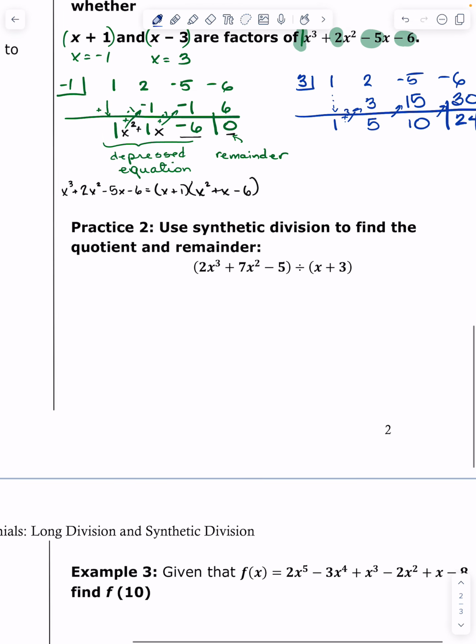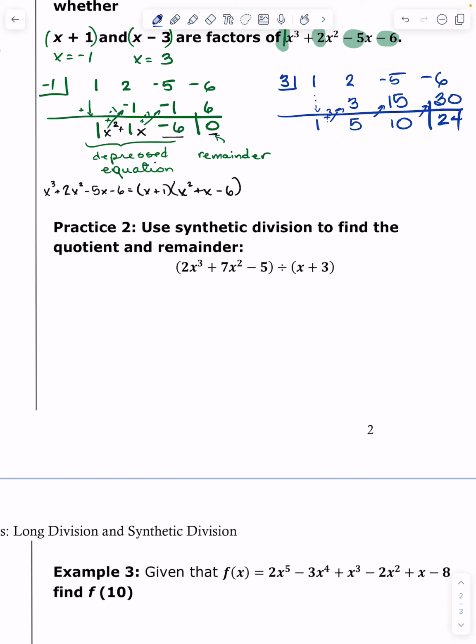Last example on this page. I do want to point out something before you take a shot at this. We want to make sure that we have a coefficient for every term. So here I have 2x to the third. I have 7x squared. I have no x's, so I'm going to use a 0 as a placeholder. And then I have a constant of -5.